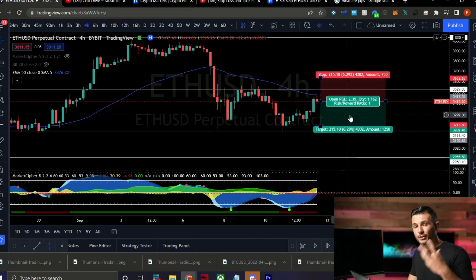Now, what you want to do is you want to find levels that price has reacted off of already, right? So support levels, resistance levels, and these are where you want to probably take at least a little money off the table, as you could possibly see a bounce off of this level.